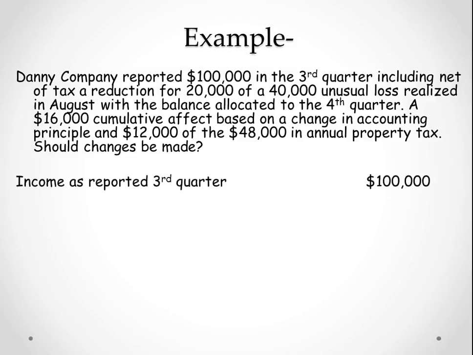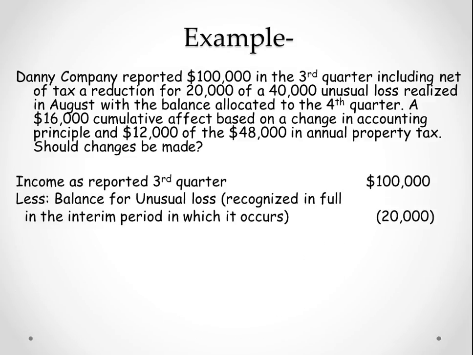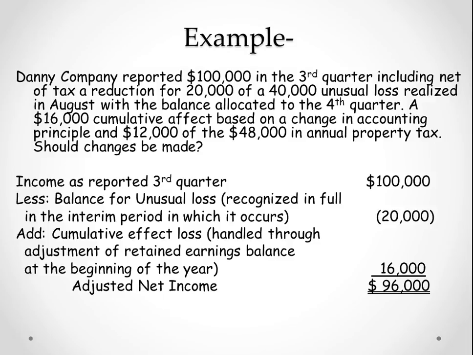All right, so we start with our third quarter. We reduce it by the other 20,000 of the unusual item, and we add back in the cumulative effect of the change, and that gives us a new adjusted net income, and we don't do anything about the property taxes because those are treated correctly.